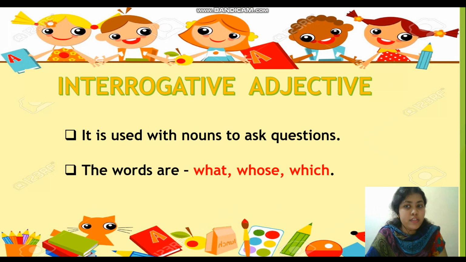The next adjective is the interrogative adjective. Children, the word interrogative says that this adjective will be used to ask questions. But there is a difference, children. An interrogative adjective will be used with nouns to ask questions. Okay? And the words of the interrogative adjective are what, whose, which. Let us see the examples.